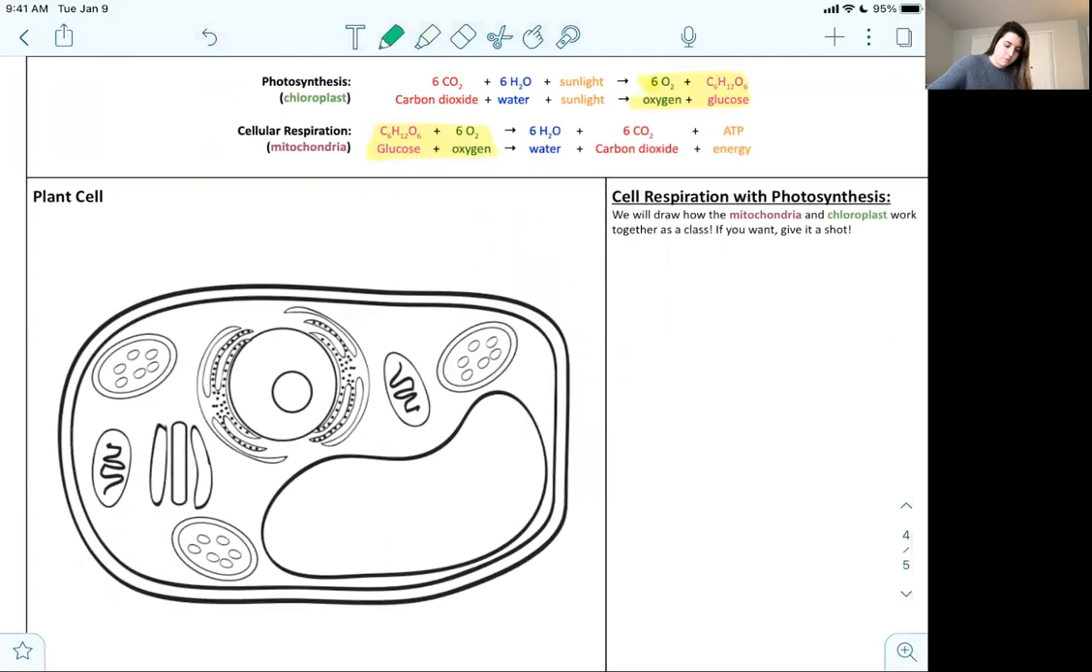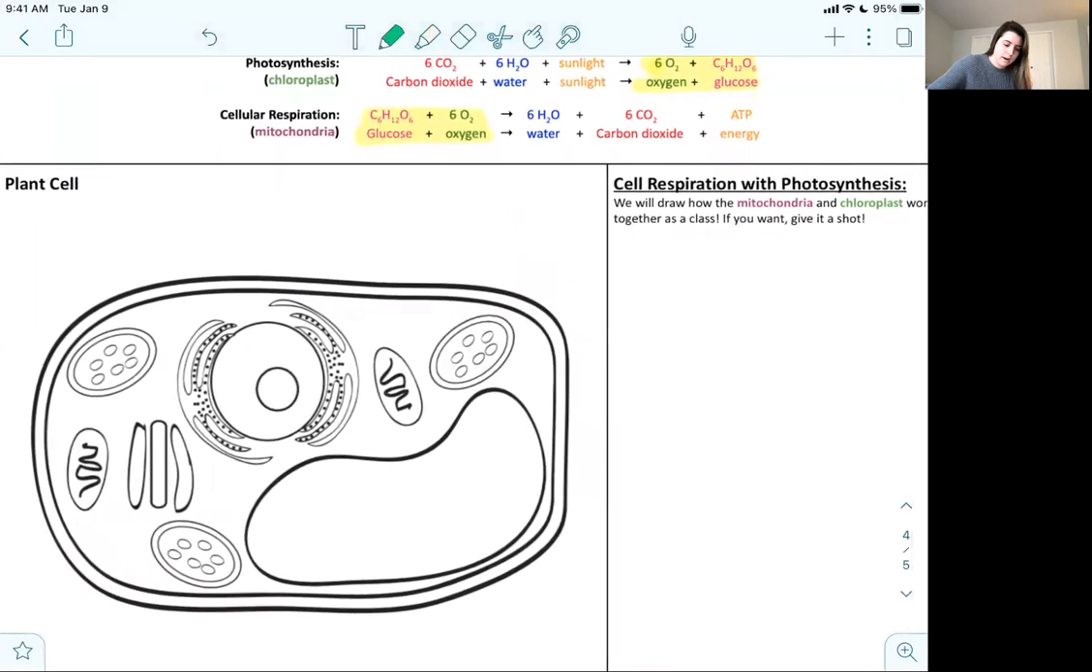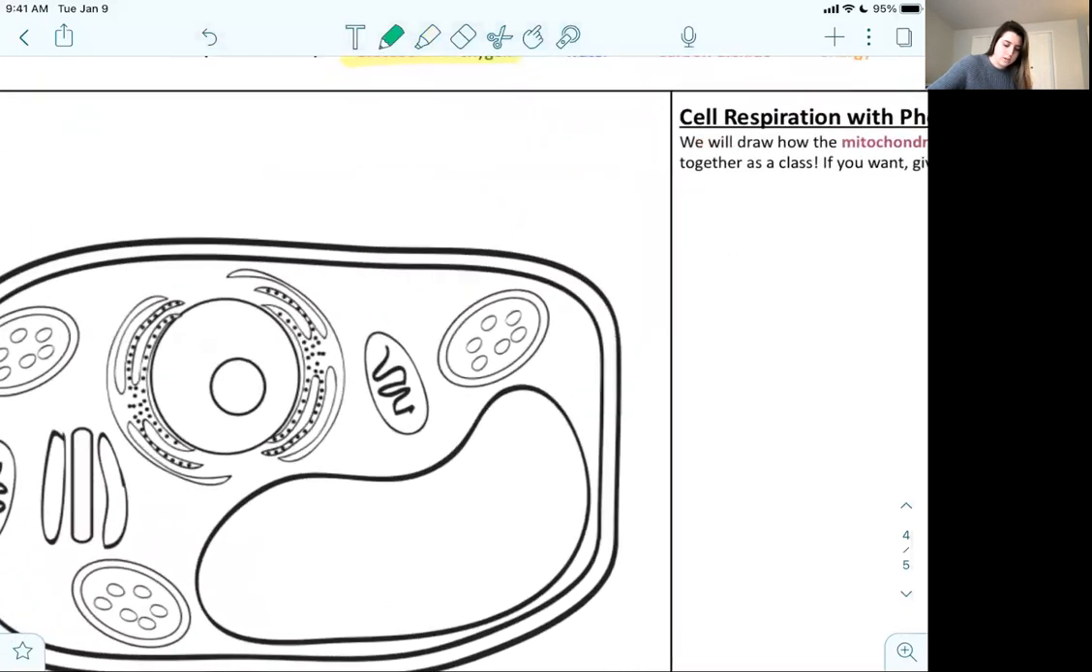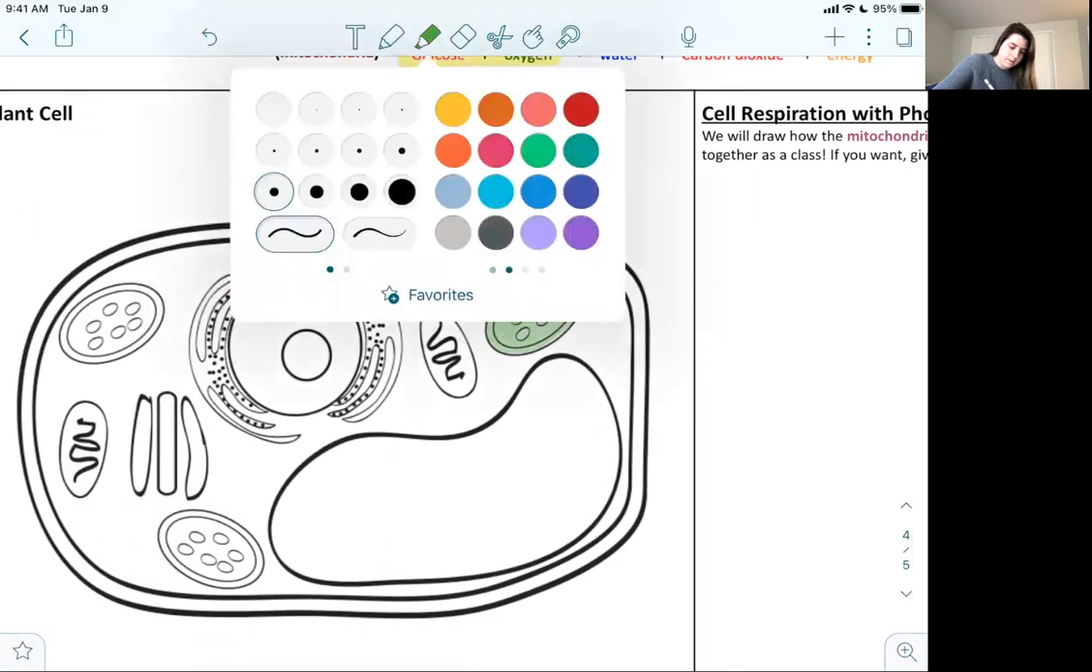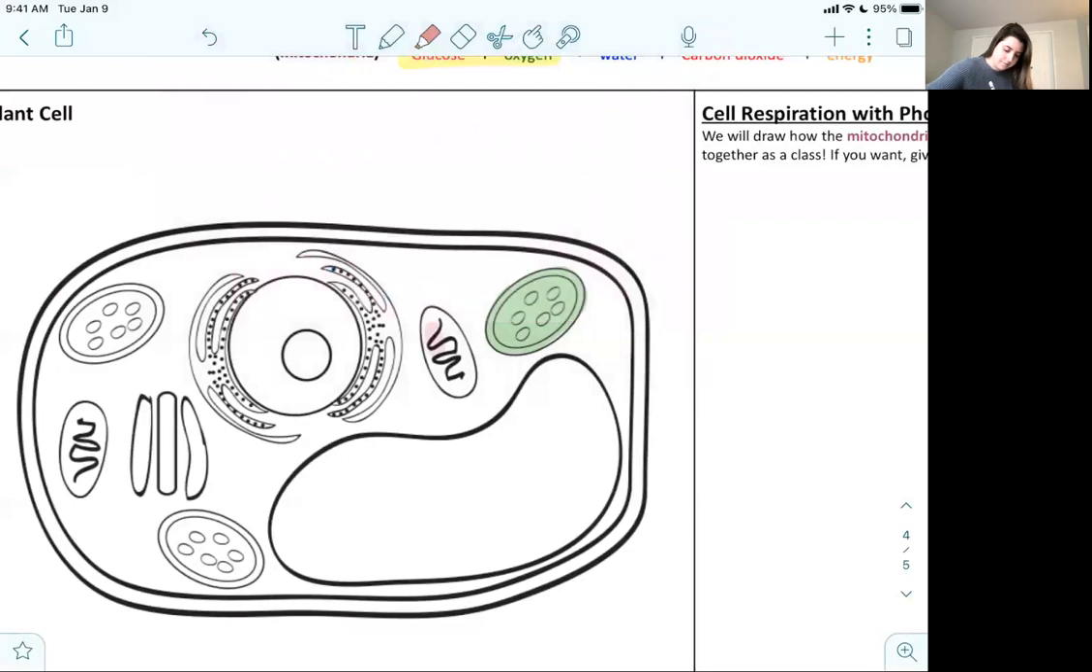So if we were to model photosynthesis, we know that one output is oxygen and another one is glucose. I'm going to do a quick coloring here to help me remember which of these things we're looking at. So green here is our chloroplast, and pink is our mitochondria. So I'm going to be focusing in on these two sections here.